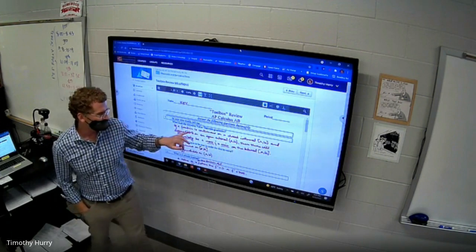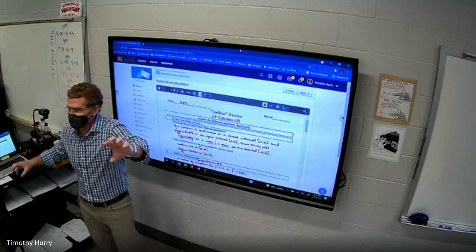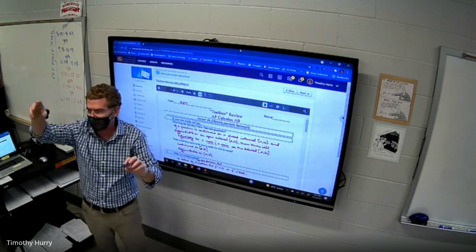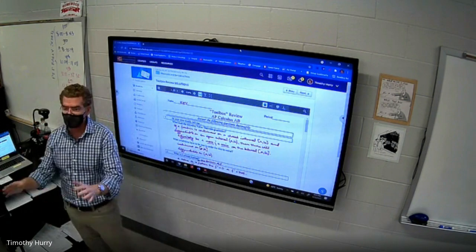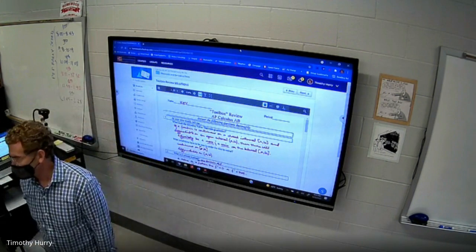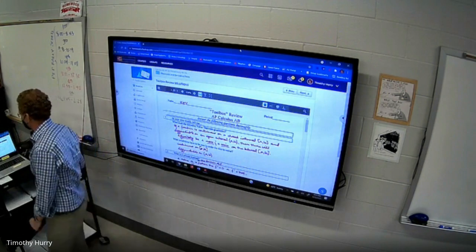As long as it's continuous on a closed interval, because if it's continuous on a closed interval and it's got a cusp in it, there's still going to be a max, right? So as long as it's continuous is the point. You're going to have a max and a min if it's continuous on a closed interval.